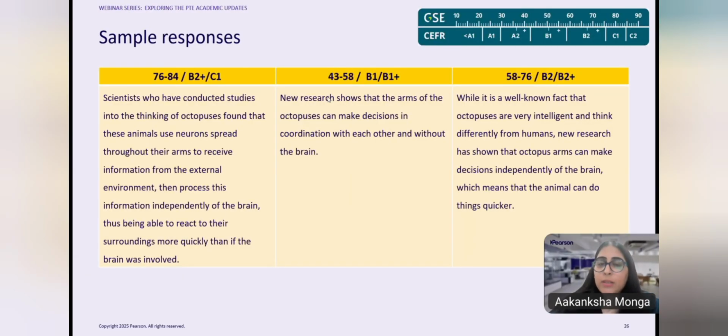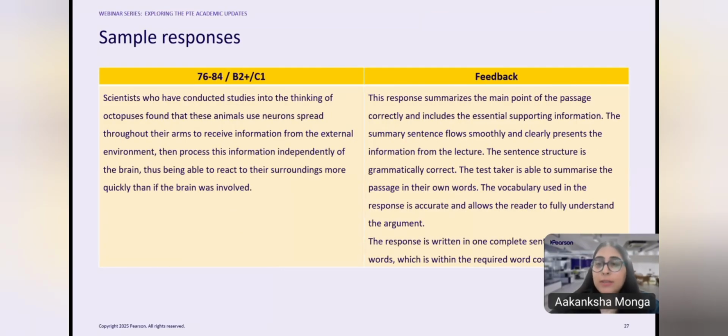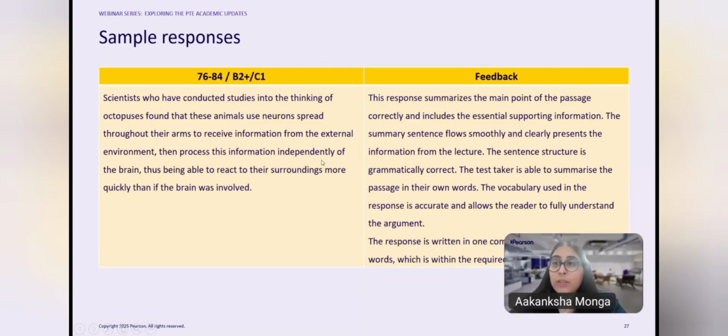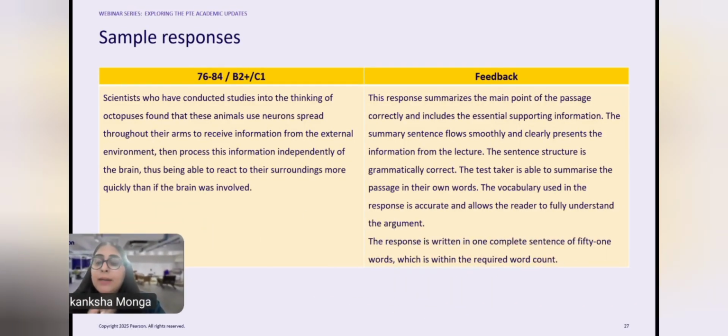The middle response that we see here has been marked in the GSE range of 43 to 58, or a B1 to B1 plus category. We'll talk about what that means as well. It covers the main point correctly. It includes the essential supporting information. So we saw that earlier, the information about using the neurons to spread activity without brain input. And we see that here it has been paraphrased. The sentence structure is grammatically correct. So instead of saying "without brain input", they say "independently of the brain".